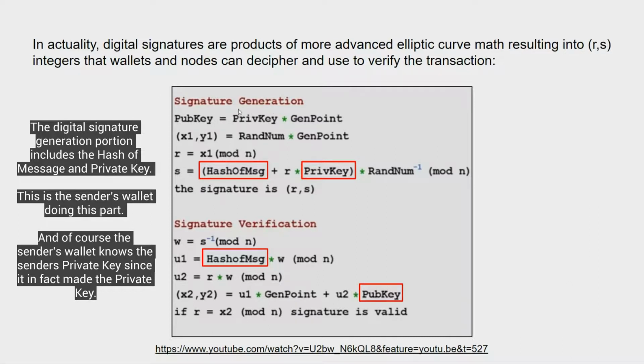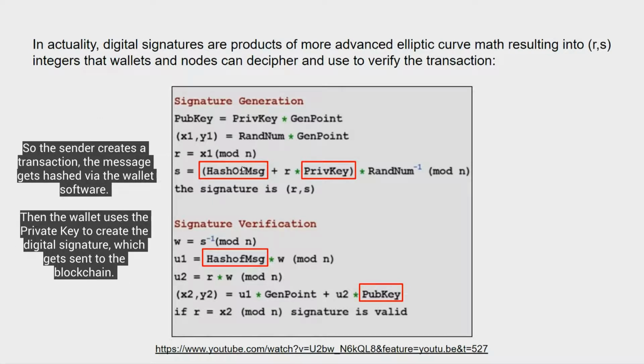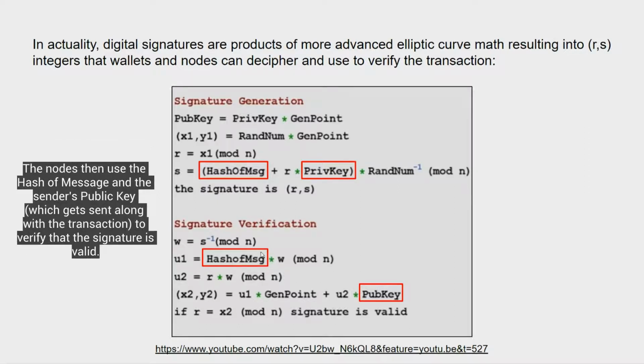So this is the sender doing this part, or the sender's wallet doing this part. And of course, the sender's wallet knows what the private key is. The sender's wallet created that private key. So when the sender creates the message, it gets hashed via the wallet software. The wallet uses the private key to create the digital signature, which gets sent to the blockchain. The nodes then use the hash of the message along with the sender's public key, because as I said previously, the public key gets sent along with the message as well.